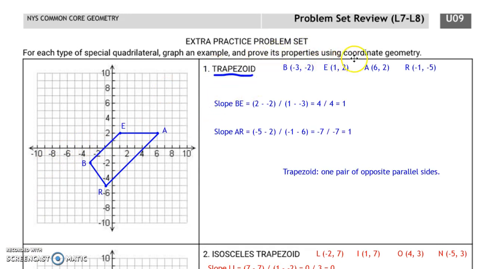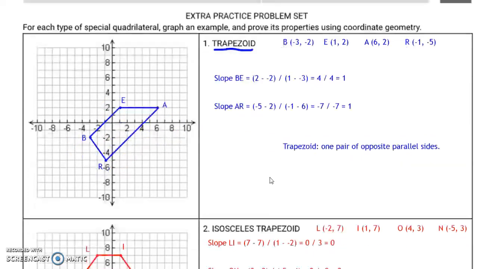Looking at this first one, I called it trapezoid BEAR, B-E-A-R. I gave the coordinates here. Again, you didn't have to pick these coordinates. You could pick any coordinates you wanted, but a trapezoid is a quadrilateral with one pair of opposite parallel sides. So we proved these two sides were parallel by finding their slopes. This slope is 1 and this slope is 1, so BE has a slope of 1, and AR has a slope of 1. Looks like we got a trapezoid on our hands.